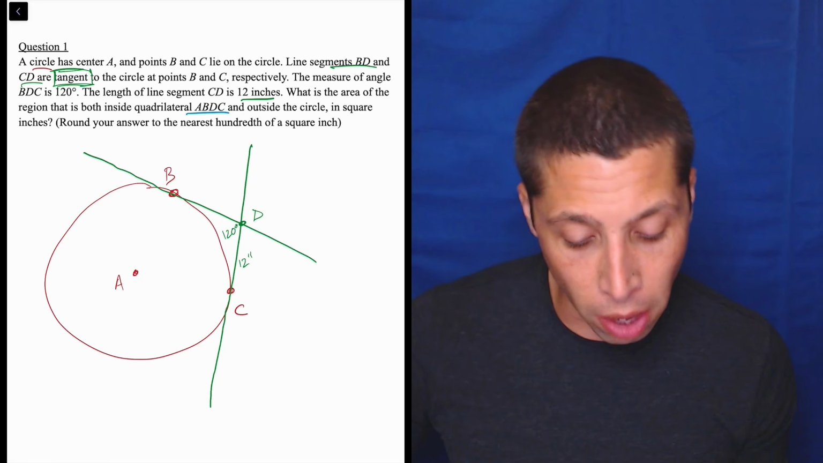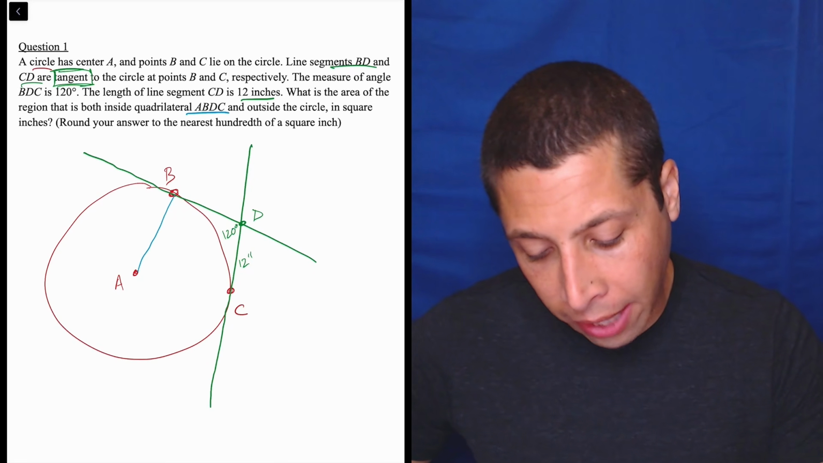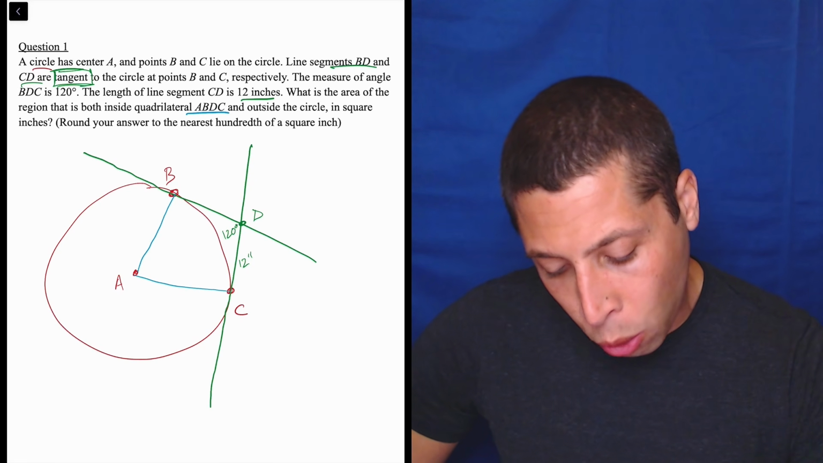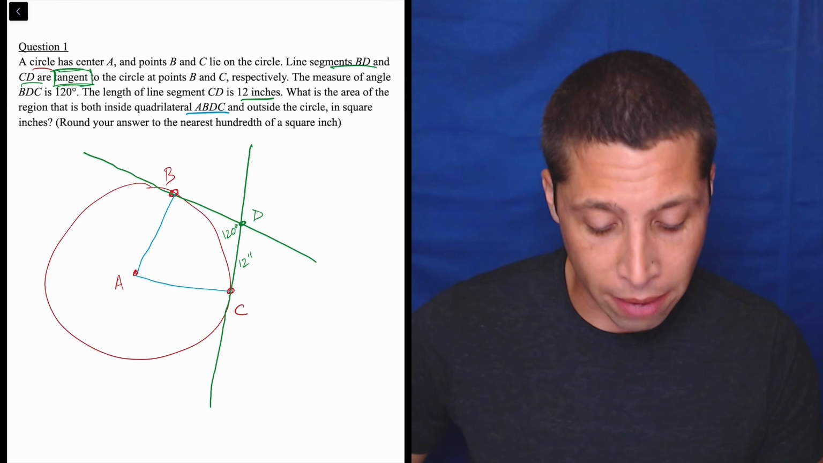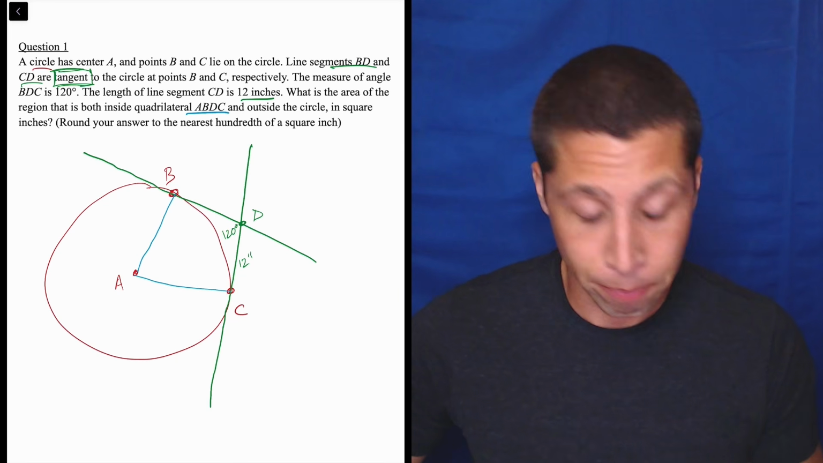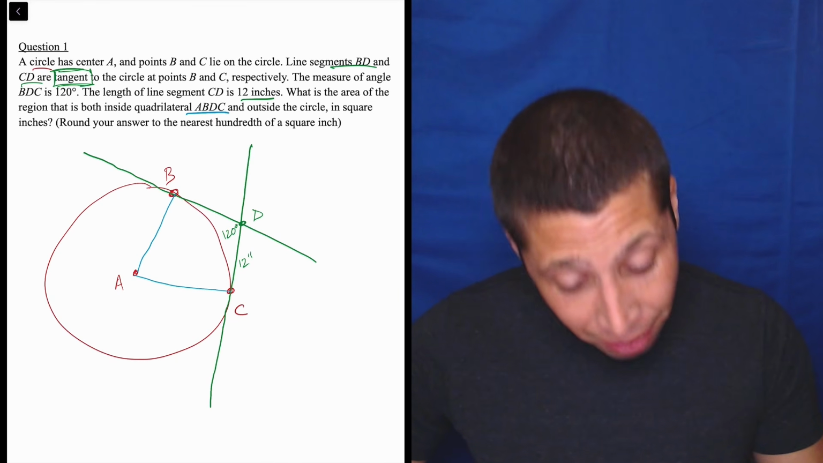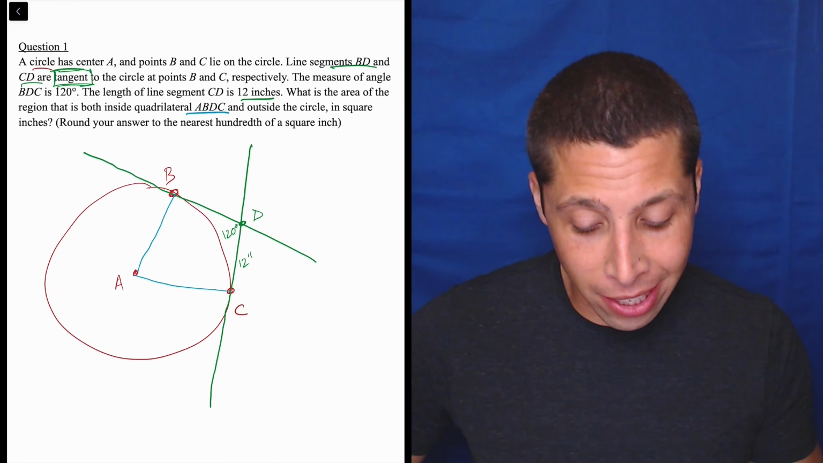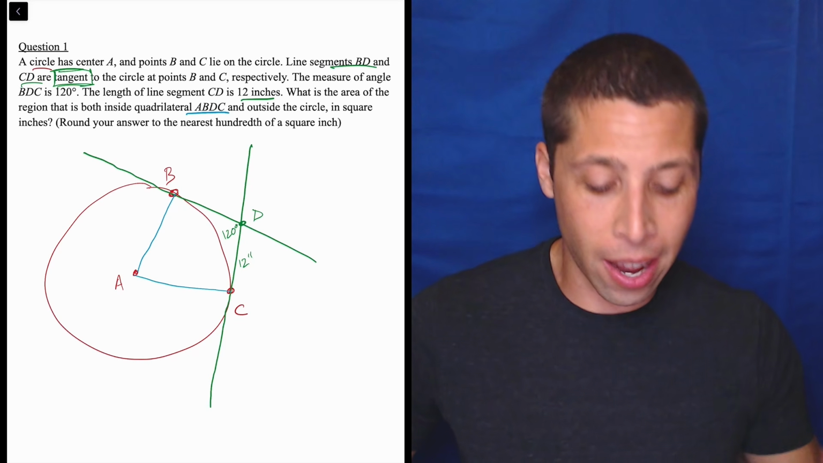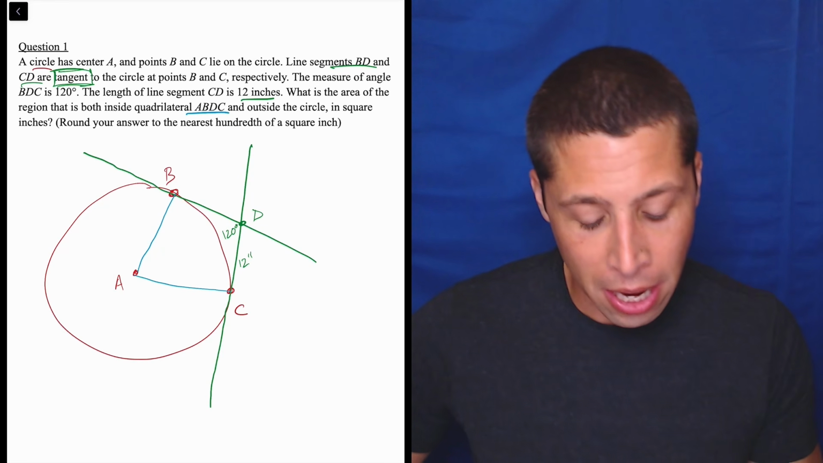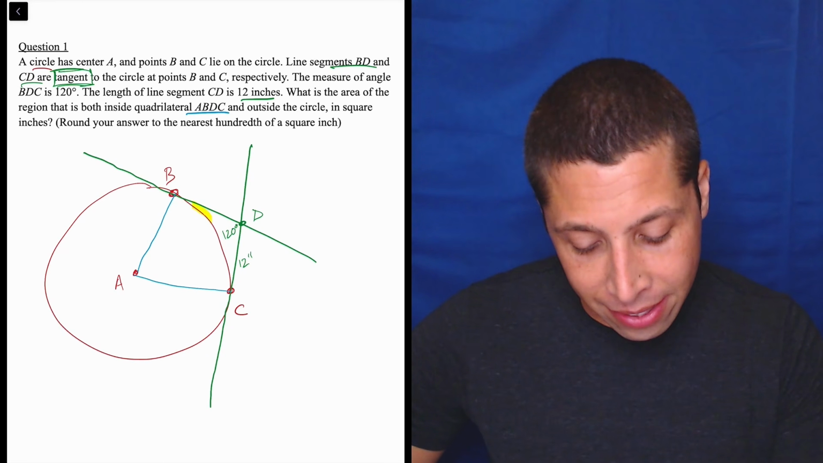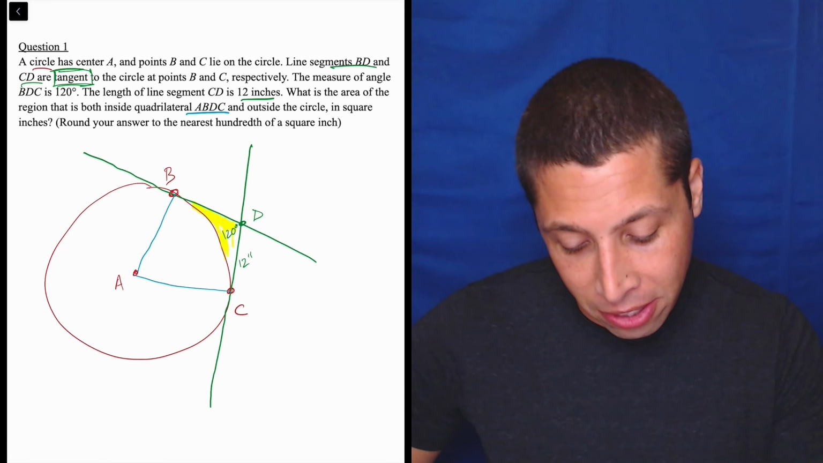So let's draw that. That's forcing us to connect these dots. And a quadrilateral, remember, is just a four-sided shape. So now we have one, right? We have this little diamondy kite-looking thing. But we don't care about that really. We care about the area of the region that is both inside that quadrilateral and outside the circle. That's very strange, but basically what it means is this highlighted piece here.